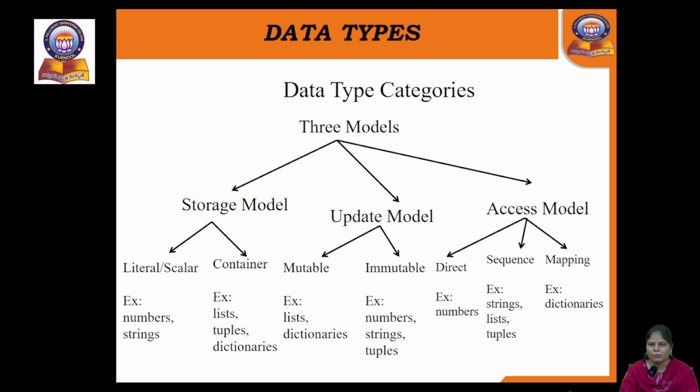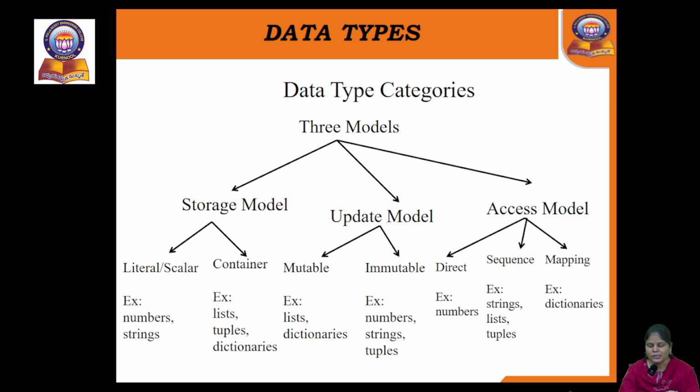Coming to the update model, based upon the changing of the data within a particular variable, we will be dividing into mutable and immutable. Mutable data items can change their value through the program execution, whereas immutable cannot change their value throughout the program execution. List and dictionaries come under the mutable, and numbers, strings and tuples come under the immutable.